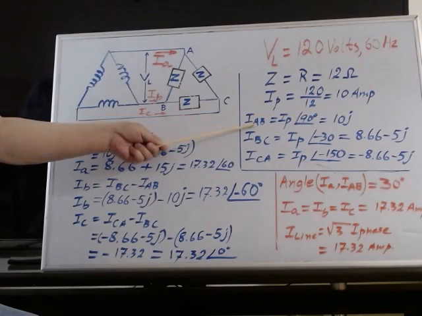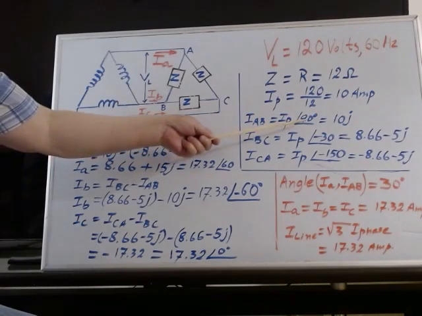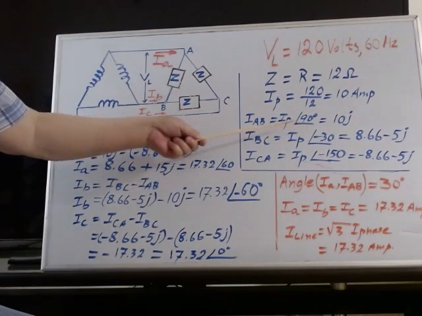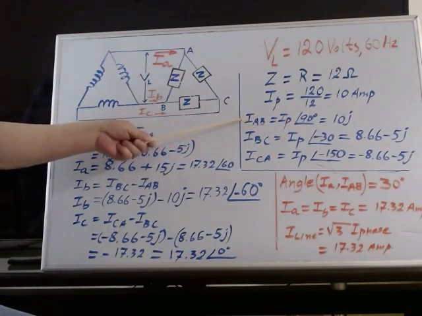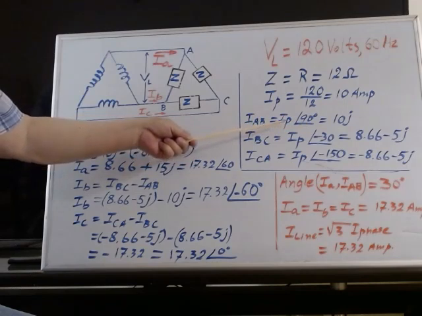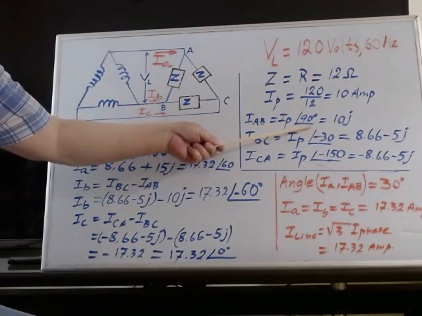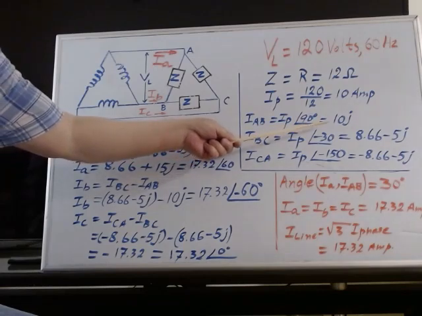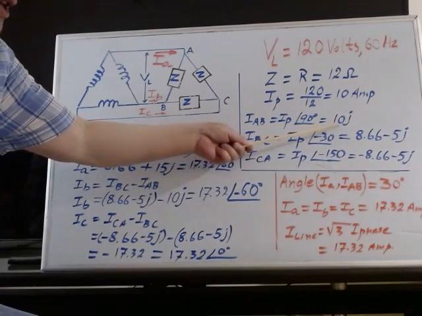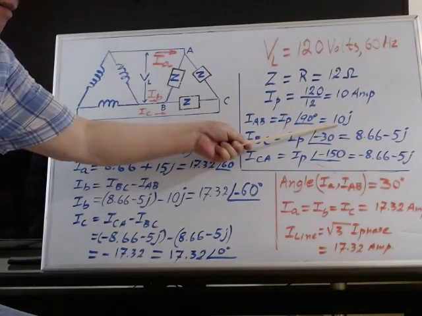As reference, let's take IAB equal to I phase at 90 degrees. Let's say IAB equals I phase with 90 degrees as reference. So it is 10J in rectangular form.